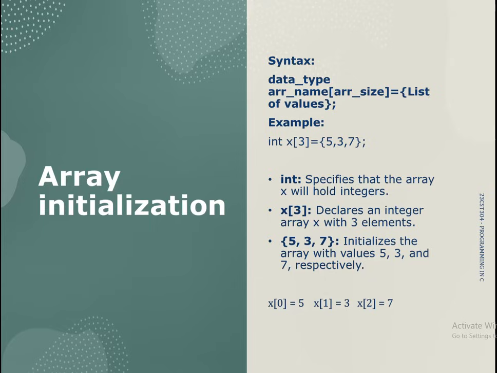Let us understand what happens internally. The first value 5 is stored in x of 0. The second value 3 is stored in x of 1. The third value 7 is stored in x of 2. Notice that the order of values is very important. The first value always goes to the first index. The second value goes to the second index. The third value goes to the third index. This is called array initialization.